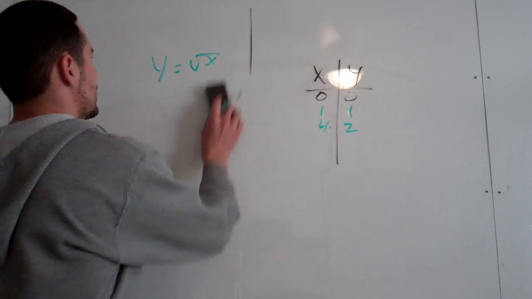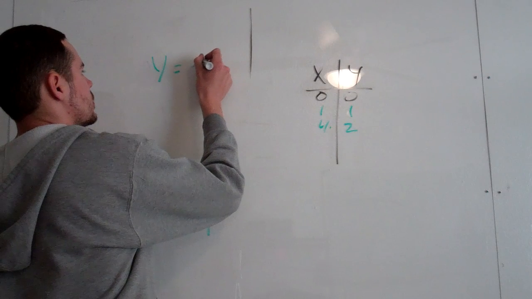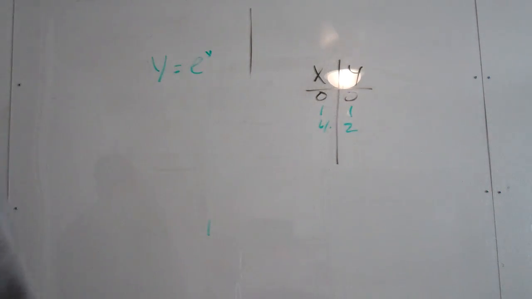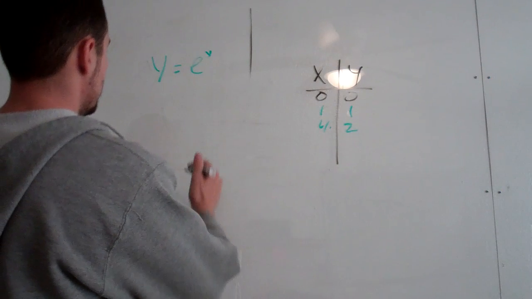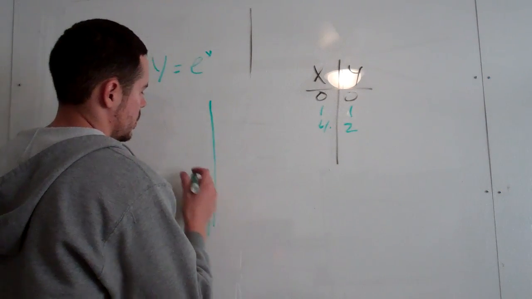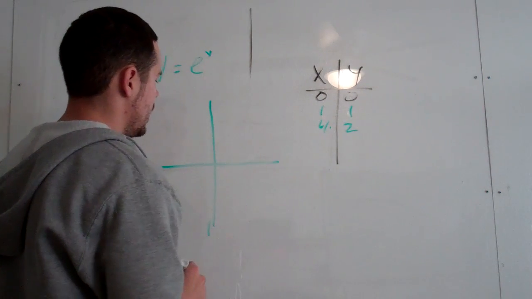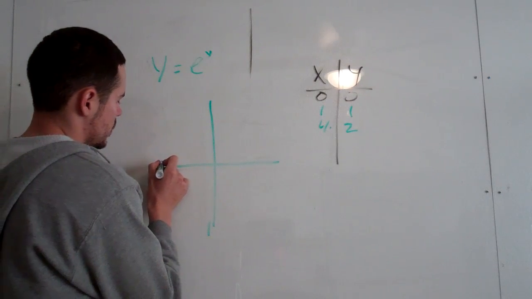Let's see, what's next? Let's say we have e to the x. I don't want my video to be too long. Let me see. Where are we? Oh, we're already at 10 minutes. Okay, so really quick, e to the x looks like this.